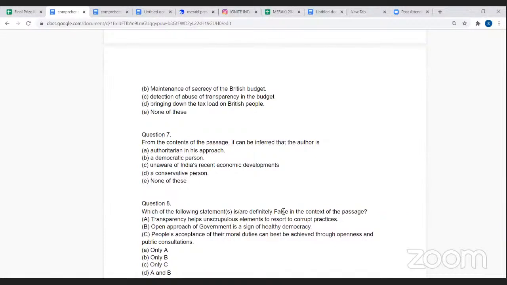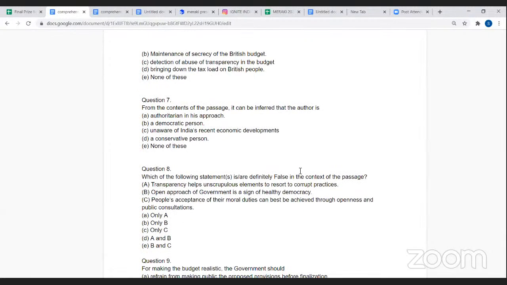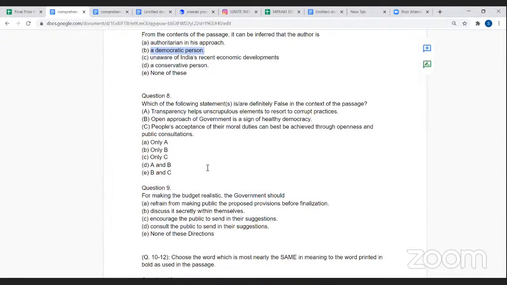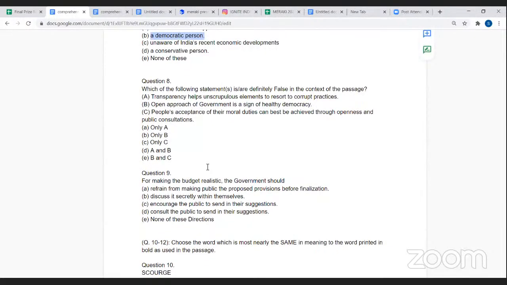Question 7. From the contents of the passage, it can be inferred that the author is... B. A democratic person. Which of the following statements are definitely false in the context of the passage?